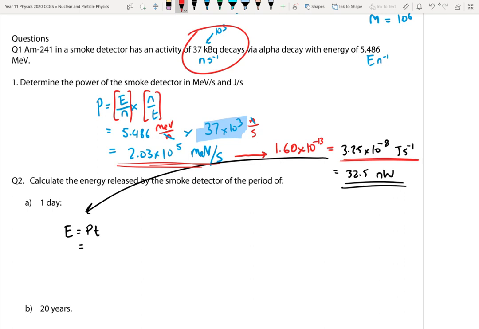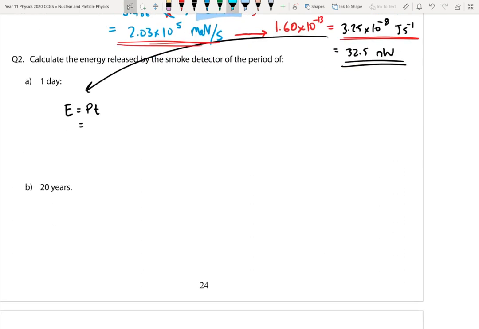Okay, so if we go down here, remember time needs to be in seconds. So when we're down to here, we've got joules per second. Let's just go 3.25 times 10 to the negative 8 joules per second multiplied by, we can't just do 1 day because then the units don't mesh up.